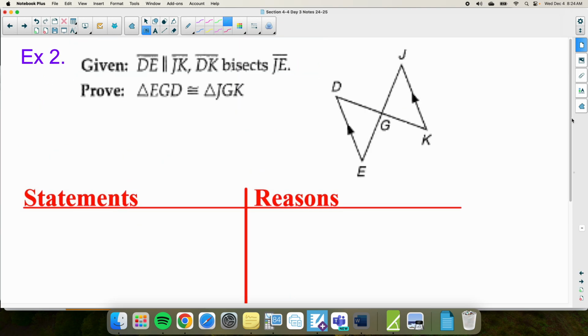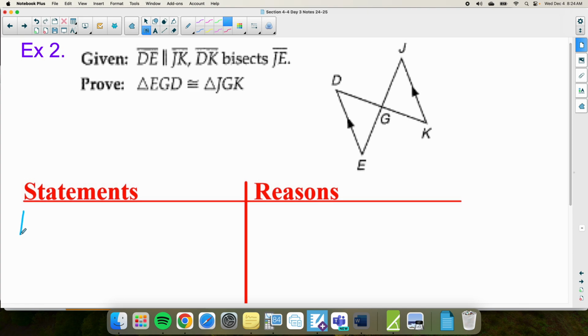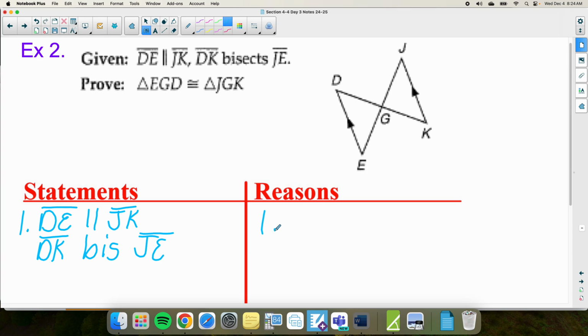Okay, so let's go to this one. So let's write down the given. Segment DE is parallel to segment JK, and segment DK bisects segment JE. Okay, and that is given. Now this is another proof that can be done more than one way. So if that happens on the test tomorrow or Friday, I would know that there's more than one way and I'd be looking for that, okay?